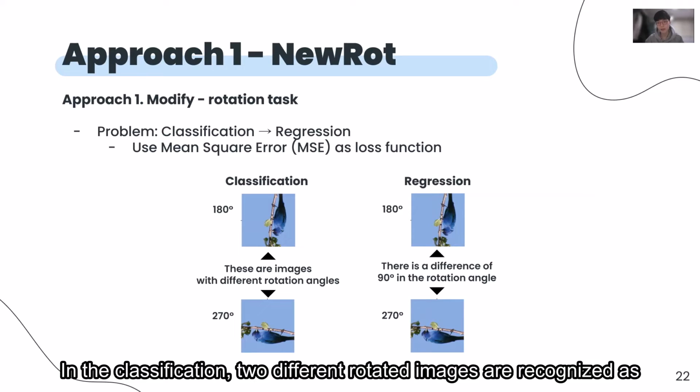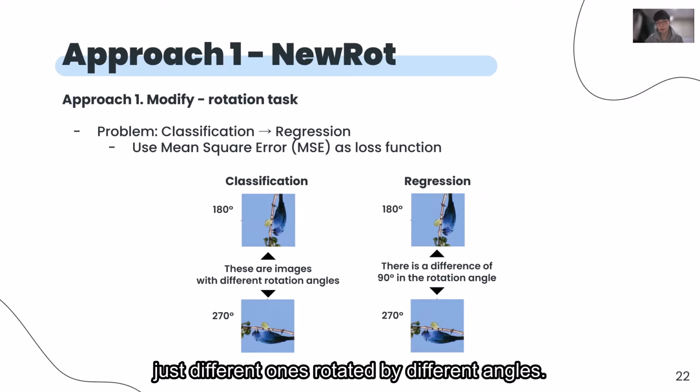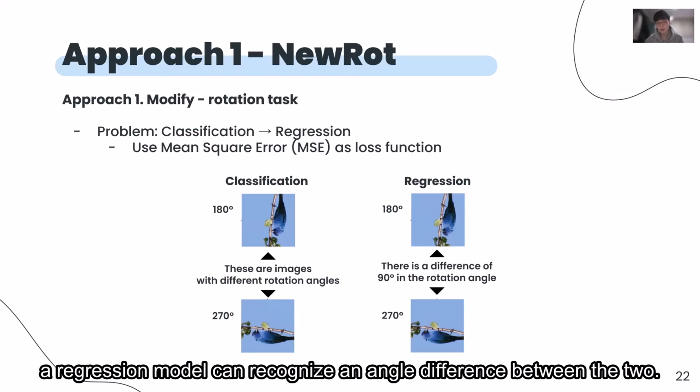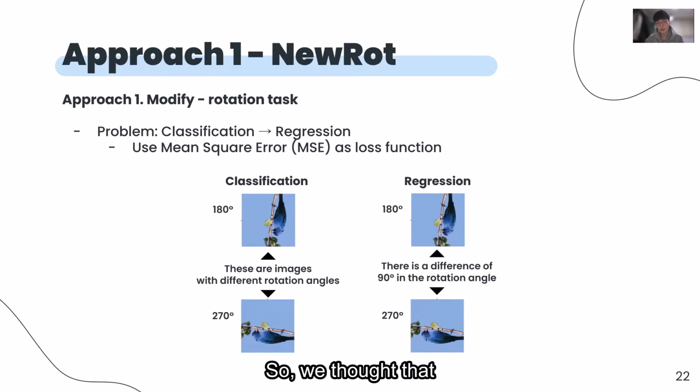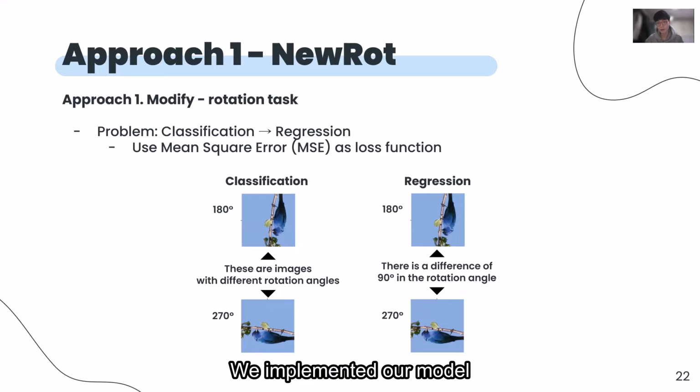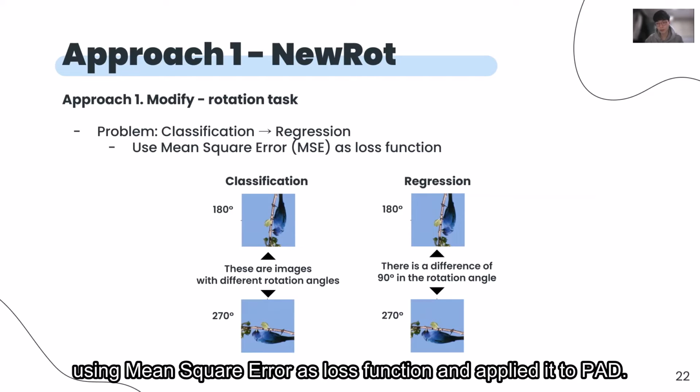In addition, for better feature learning, we changed the problem. In classification, 2 different rotated images are recognized as just different ones rotated by different angles. On the other hand, a regression model can recognize the angle difference between the two. So we thought that a regression model would be more suitable for our rotation task. We implemented our model using mean squared error as the loss function and applied it to PAD.